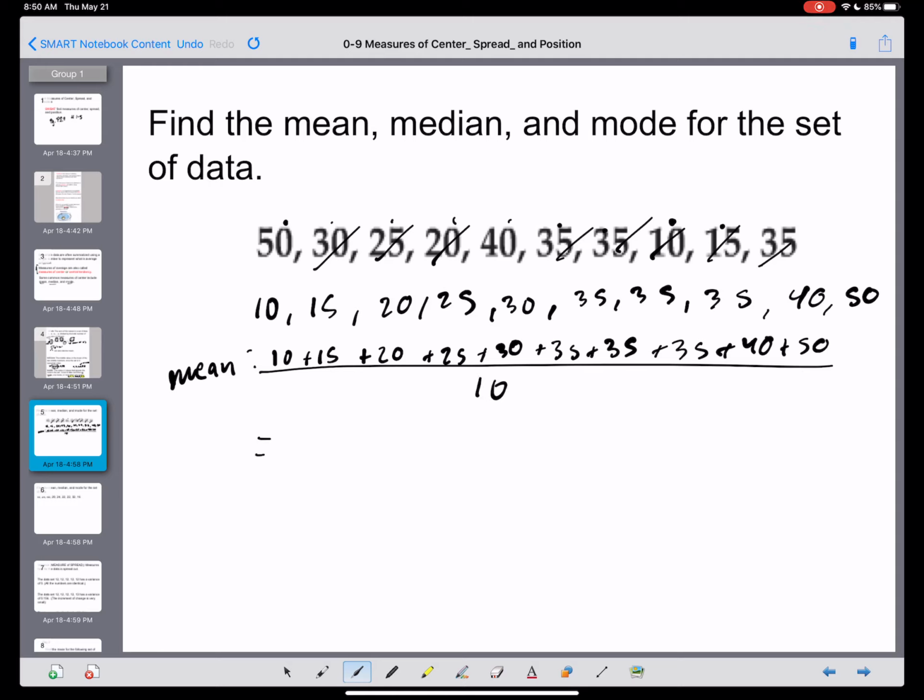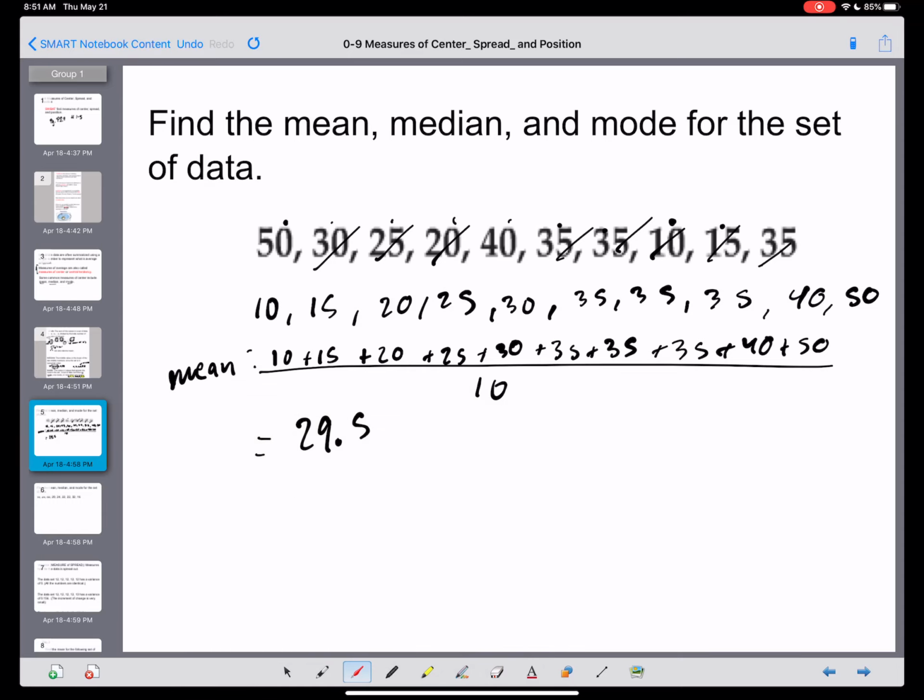So my mean here, I'm just going to use my calculator real quick. 10 plus 15 plus 20 plus 25, 30 plus 35 plus 35 plus 35 plus 40 plus 50. Yeah, sometimes I go through this really quick and skip a number. So I got 29.5. Right, I'm just doing the math real quick.